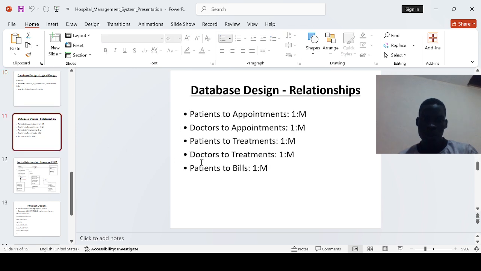When we come to database design relationships, patients to appointment is one to many. So when we look at it, most of these relationships are binary relationships, and patients interact with appointment in a one-to-many relationship. So most of these relationships are one-to-many. Doctors to appointment, one-to-many. Patients to treatment, one-to-many.